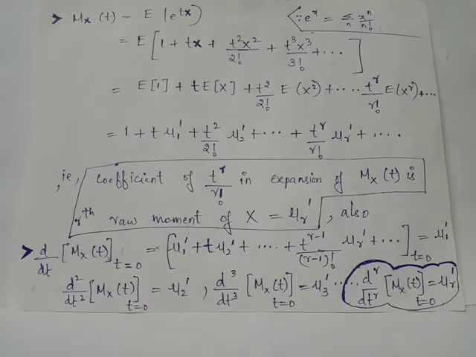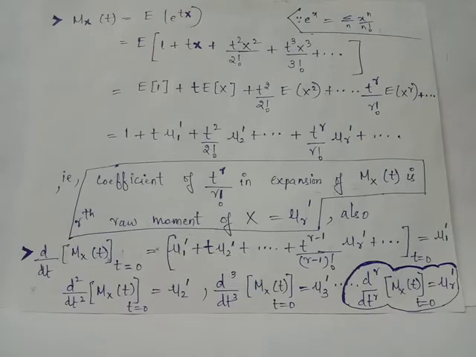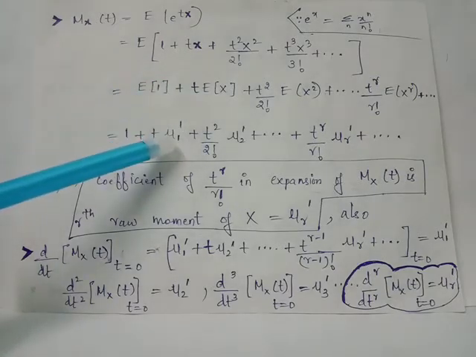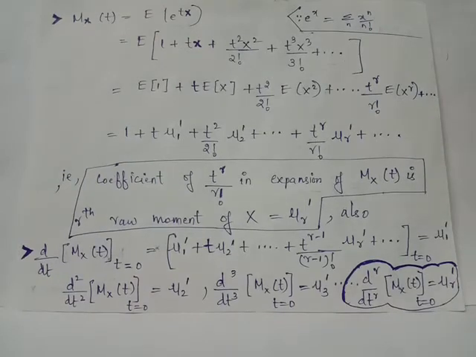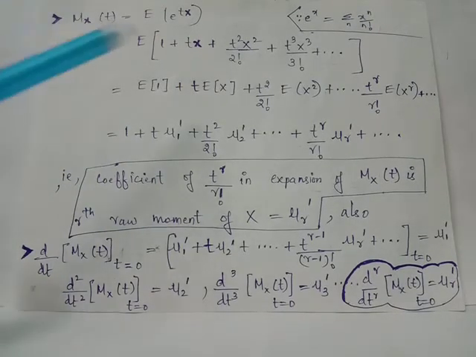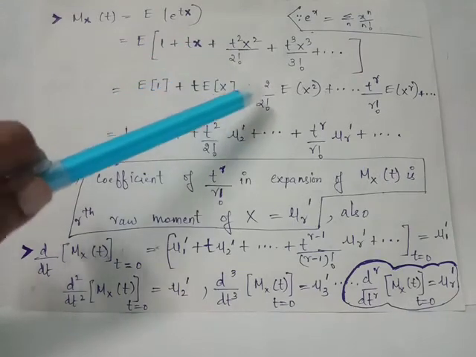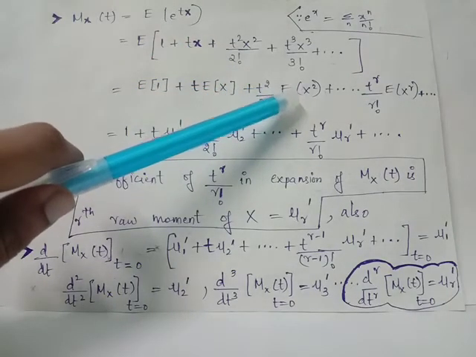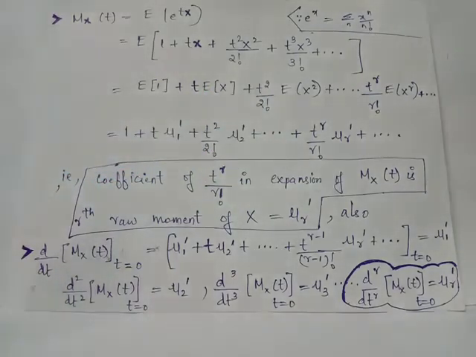Now we apply the expectation function E to every term. We have expectation of 1 is 1 itself. Expectation of tX can be written as t times expectation of X, because expectation is a linear function. So t can be taken outside and expectation of X is obtained. Expectation of X can also be written as mu1 dash, which is the first raw moment about 0. When expectation is applied to this term, t square by 2 factorial is taken outside and expectation of X square is obtained. Expectation of X square is mu2 dash, which is the second raw moment about 0.